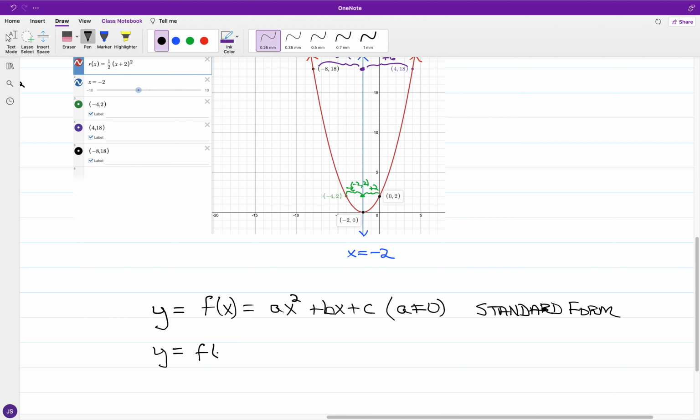And once again, for the vertex form, you still have the same a, and you have times the square of x minus h, followed by the addition of k. Just like in the standard form, for there to be a square expression, the leading coefficient a, strictly speaking, cannot be 0 either. So again, this is going to be the vertex form.